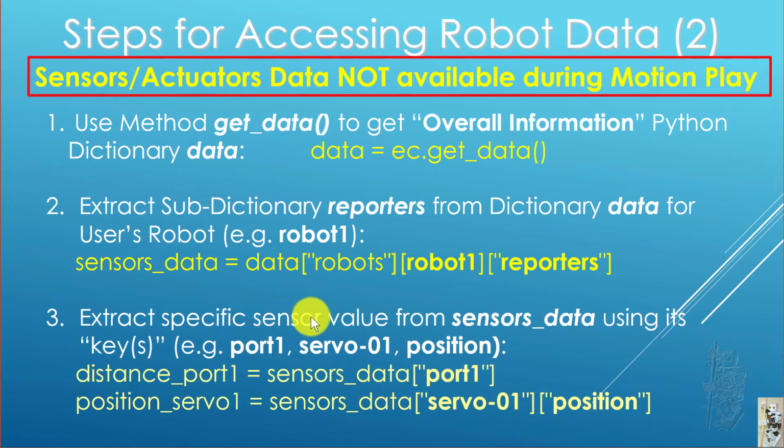it's not over yet. You need to use more keys. For example, I have an IR sensor on port 1, so I have to use key 1. Port 1, the key port 1, goes into sensor data, comes out, and then I save it in distance port 1. So distance port 1 is just a standard Python variable that has the value of the sensor from port 1. If I want to access some kind of servo, like servo 1, of course the servo will have multiple parameters: position, speed, whatever. I want position, so I feed in servo 1, feed in position, and then I get my position for servo 1.